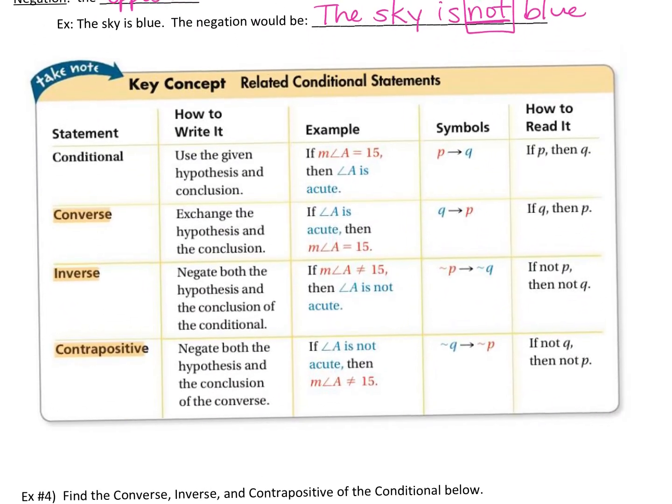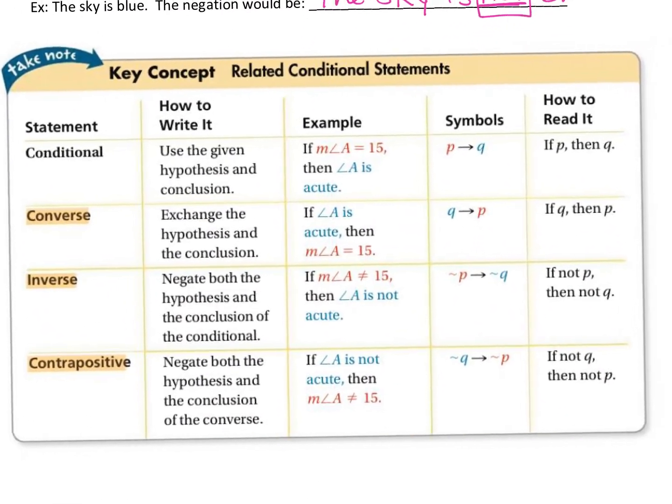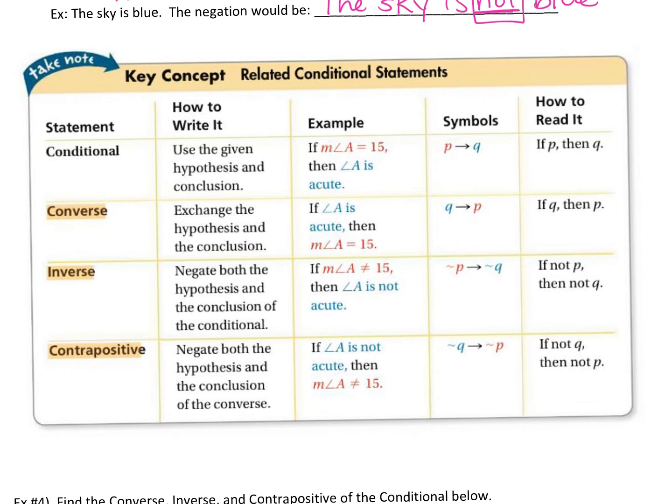Okay, here it is. This chart right here is your best friend, because these are the different types of statements that we're going to talk about. We're talking about conditional statements. Remember, conditionals are if-then statements. So these are all if-then statements. If I start with a conditional like this, if the measure of angle A equals 15, then angle A is acute, that's a conditional statement that we symbolize as if P, then Q.